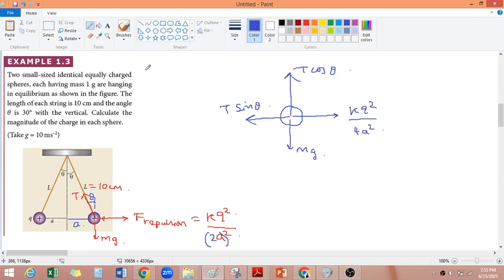So mass is given, 1 gram. If this is 30 degrees and 10 centimeter, then you can calculate this A. So that means A is known. So basically you just have to equate this and this. T is not known, so I can equate this and this. So that means T cos theta is equal to mg, and T sin theta is equal to kq squared by 4a square.